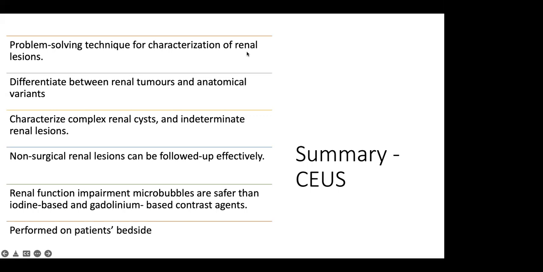And of course, on grayscale appearance, these are usually cortical-based lesions, and most of them appear relatively more echogenic versus the normal renal parenchyma.